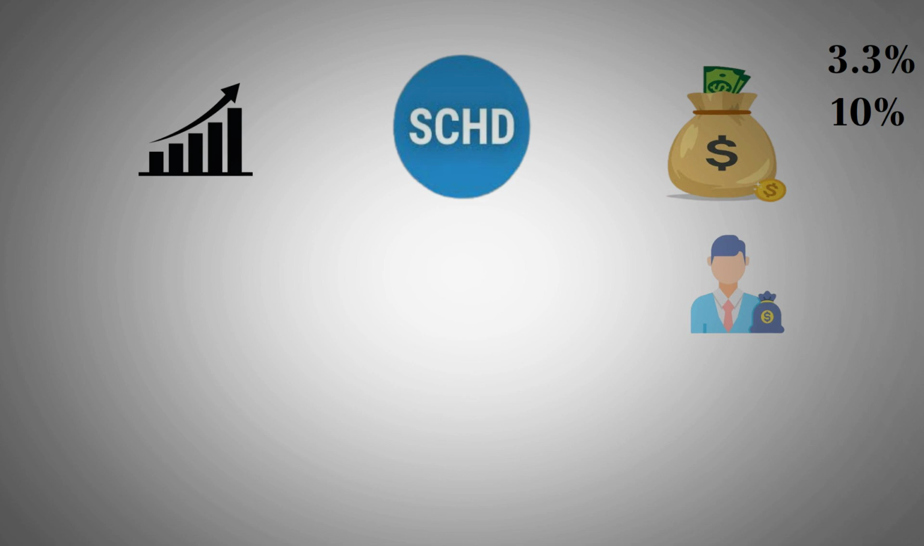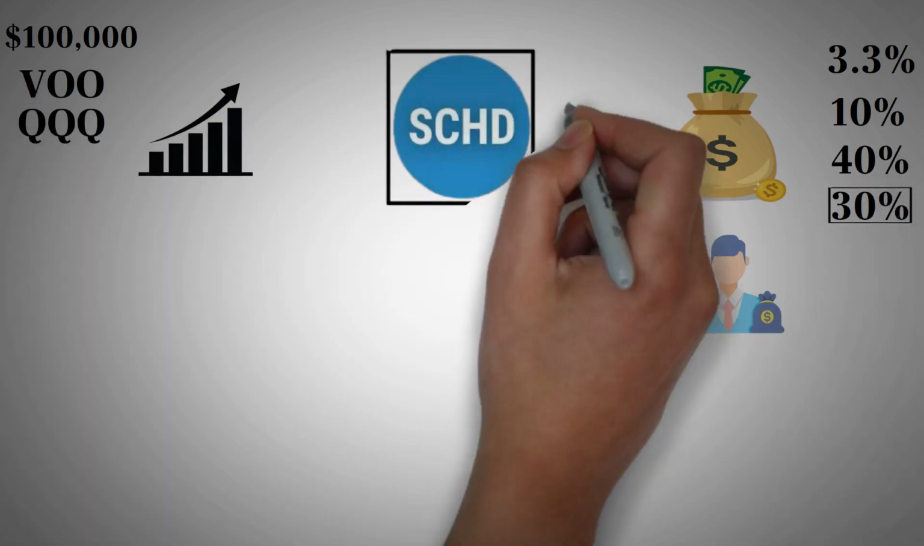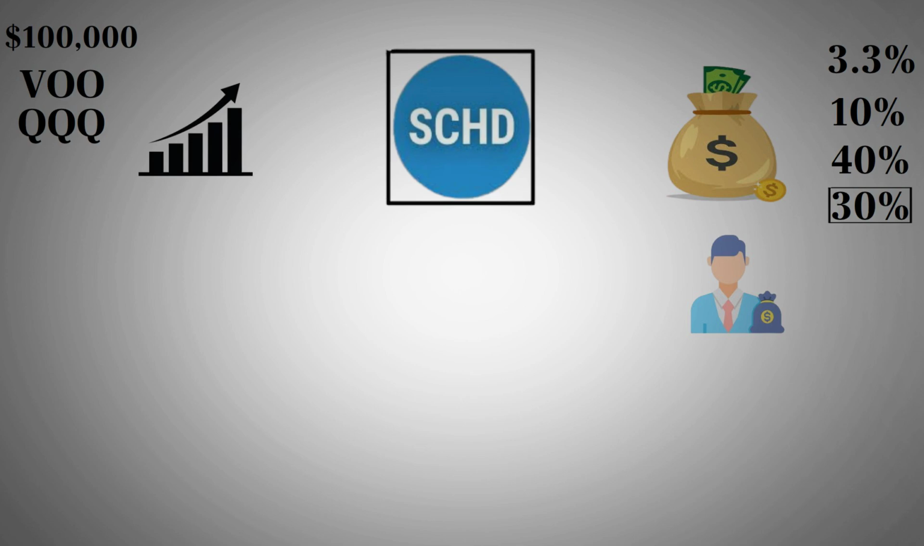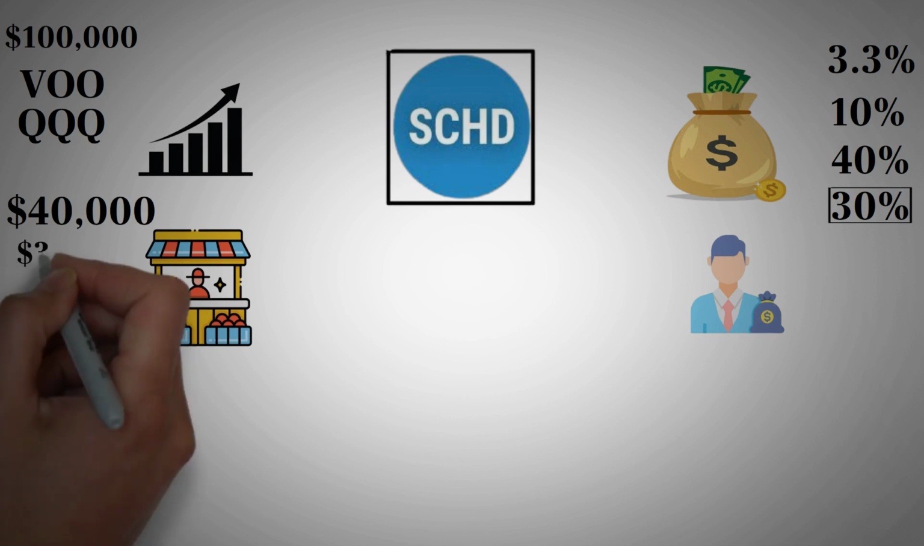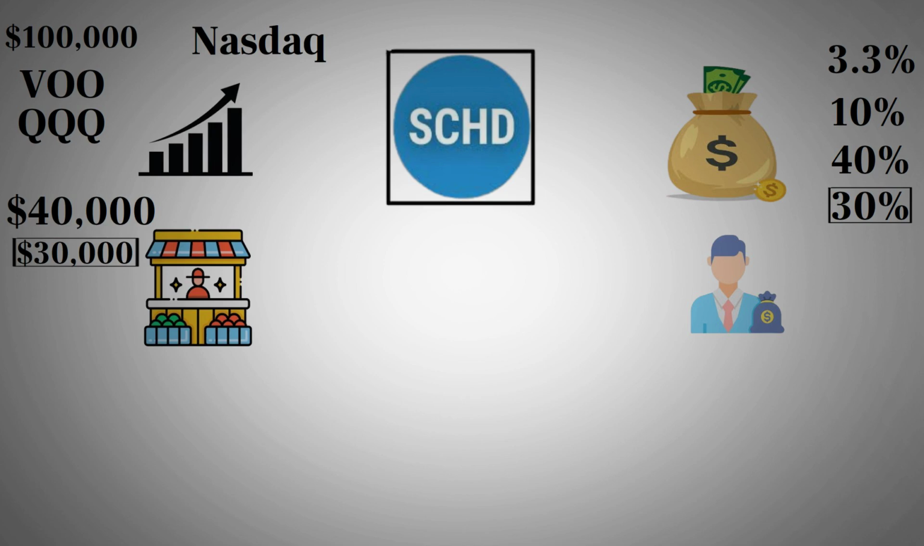So, how might an investor divide $100,000 among these three ETFs? One example allocation could be 40% to VOO, 30% to QQQ, and 30% to SCHD. In dollar terms, that would translate to $40,000 in broad market exposure, $30,000 in growth-focused NASDAQ exposure, and $30,000 in dividend-oriented equities. This structure attempts to balance long-term growth potential with income generation and diversification across sectors.